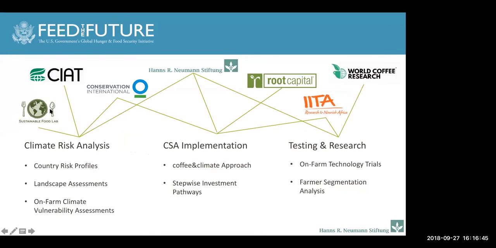I wanted to put up here again this slide, which shows all of the tools that we've been developing within the ARC project and as a consortium in the 3 areas that we've been focused: climate risk analysis, implementation of climate smart agriculture, and testing and research on climate smart agriculture.